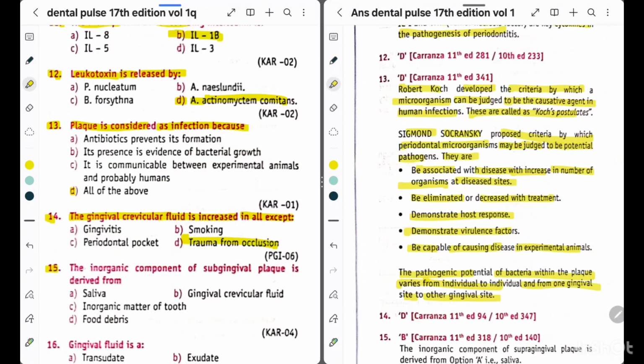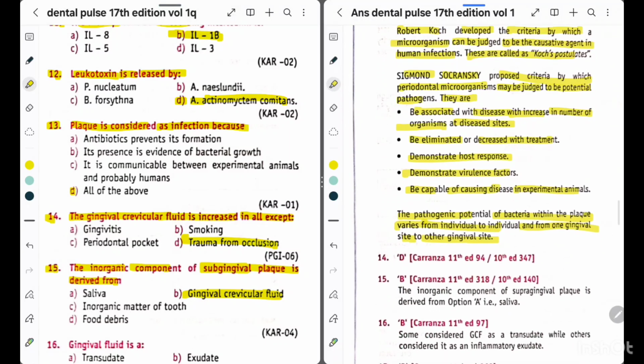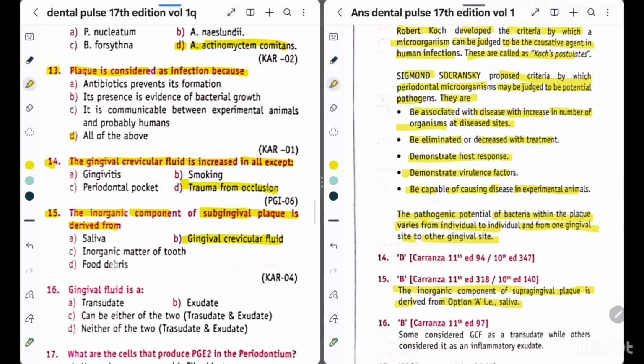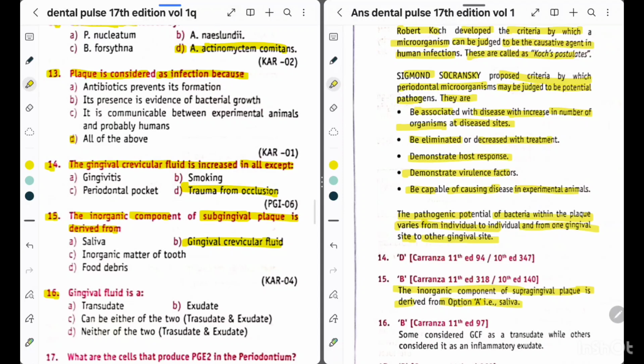Question 15. The inorganic component of subgingival plaque is derived from. So the question is subgingival plaque. So the answer is gingival crevicular fluid. And the inorganic component of supragingival plaque is derived from option A, that is saliva. Okay. Now question 16. Gingival fluid is a. So the answer is exudate.